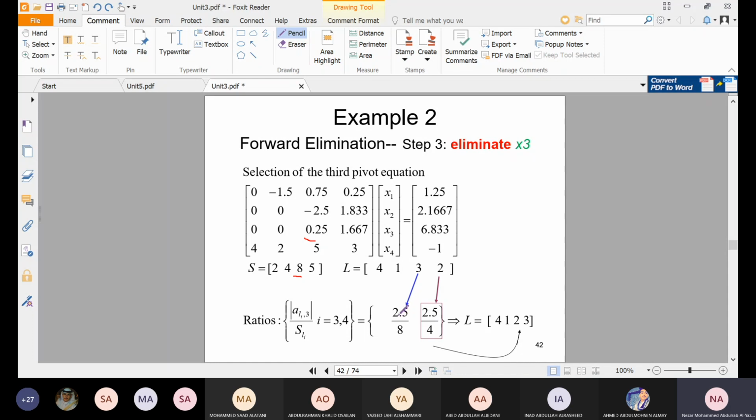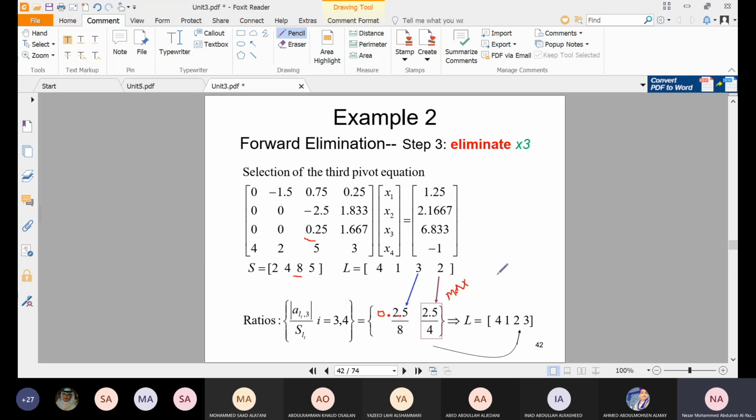This is for row number 3, sorry. Row number 3 is 0.25 over 8, and here we have minus 2.5 over 8 for x2 of the original row number 2. If we compare these two ratios, 0.25 over 8 with 2.5 over 8, I find this will be the max, and this is related to row number 2.